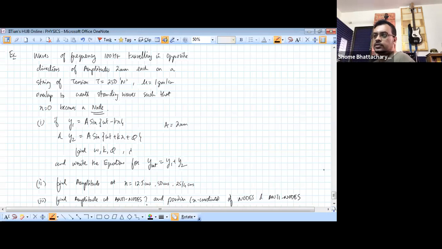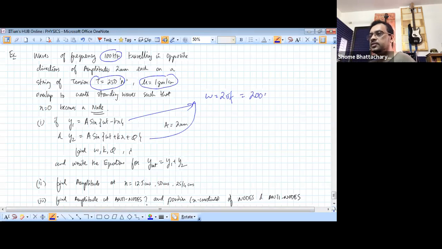Yes, Ganesh, your final equation is also correct. Very good. So basically, we will have to first of all make use of all this data which is given. So the tension in the string is this, and the linear mass density is this. So for these waves, the value of k, first of all, and of course the frequency is 100 hertz. So omega is 2 pi f, so that's 200 pi radians per second, and k is 2 pi by lambda.